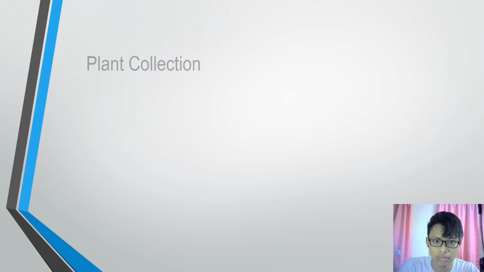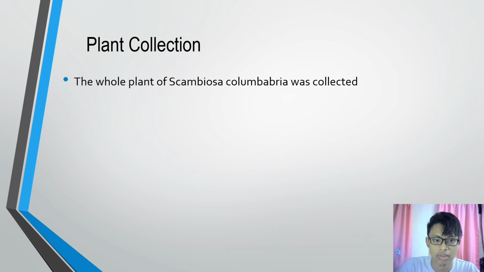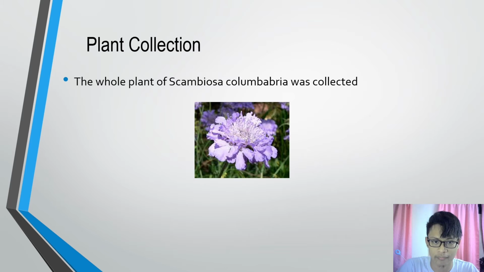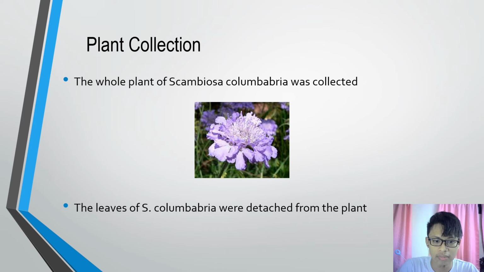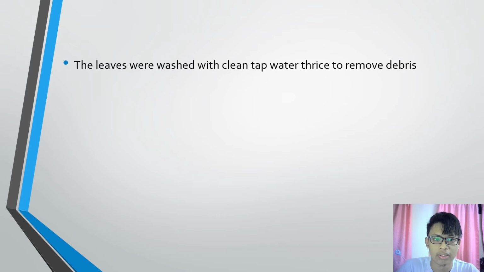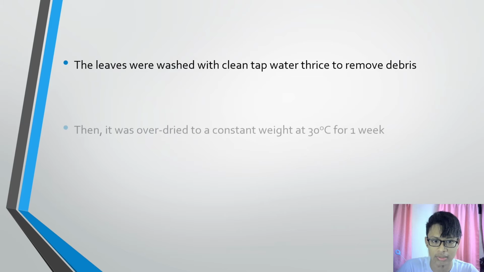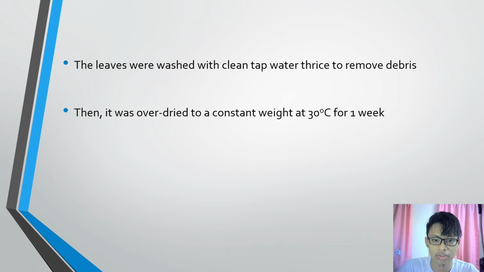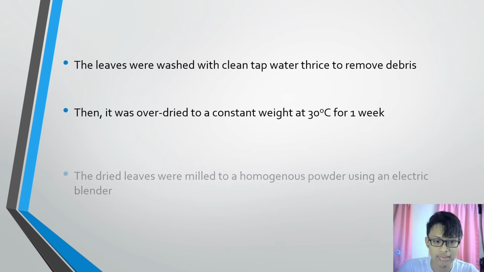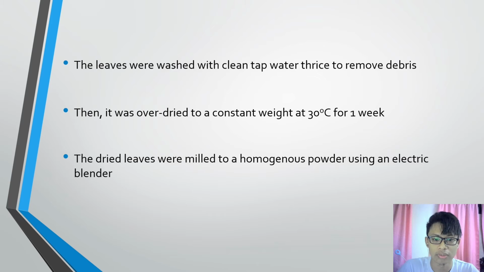First, plant collection. The whole plant of Scabiosa columbaria was collected. Then, the leaves of S. columbaria were detached from the plant. Next, the leaves were washed with clean tap water thrice to remove debris. Then, they were oven-dried to a constant weight at 30 degrees Celsius for 1 week. And lastly, the dried leaves were milled to a homogeneous powder using an electric blender.